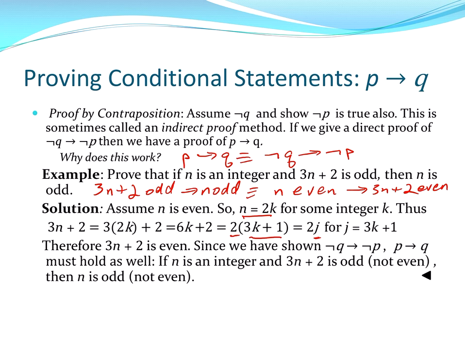And so we can conclude that 3n plus 2 is even when n is even. And then by the contrapositive, when 3n plus 2 is odd, then n will be odd. All right, let's look at another one.